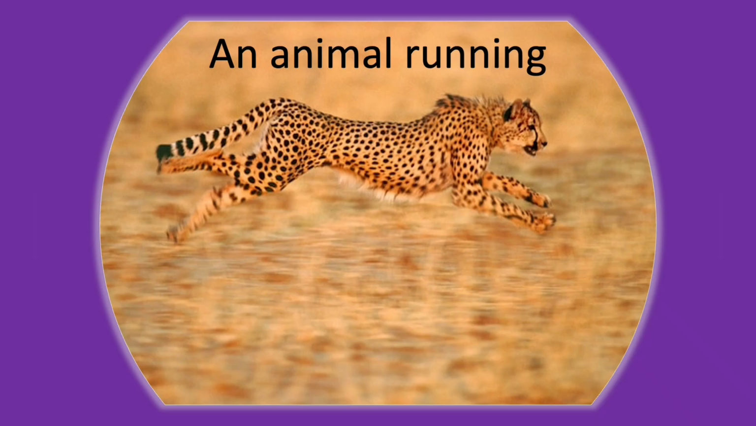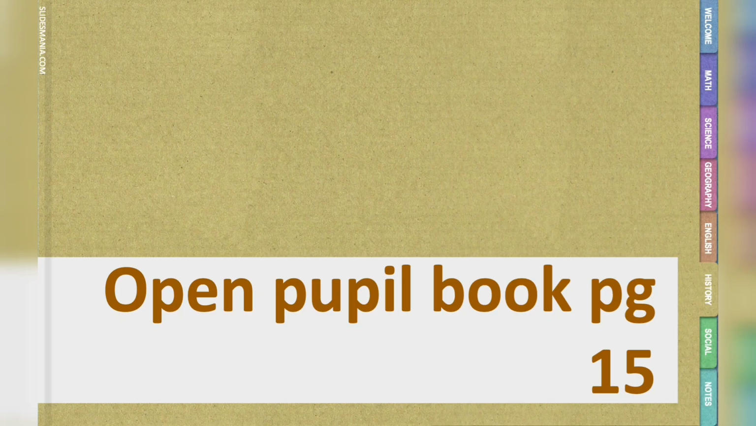Now the next picture, here you have an animal running. So what is it? Movement. Yes. It's moving. It's movement. Now I want you all to open your pupil book, page 15. You have an activity to do over there. So quickly, please open page 15.